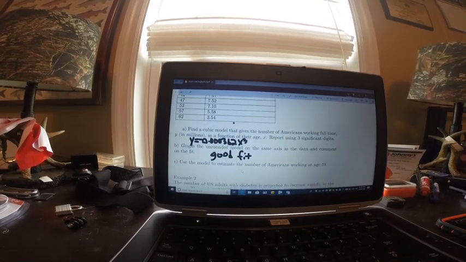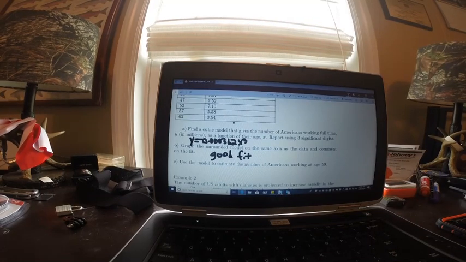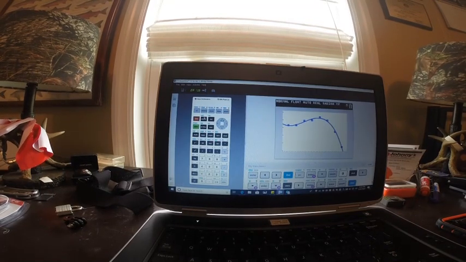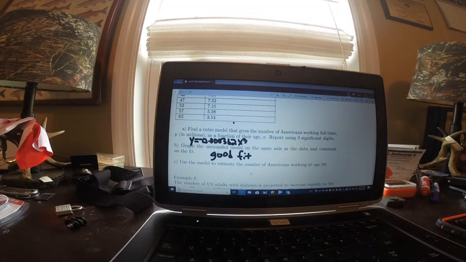C says use the model to estimate the number of Americans working at age 59. So at age 59, value 59. All I did was do second calc value, x equals 59. So my y here is going to wind up being 4.99776645. So approximately, if we rounded it to 3 decimal places, it would be 4.998.